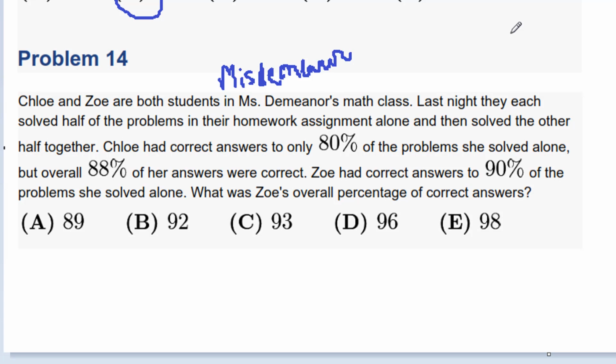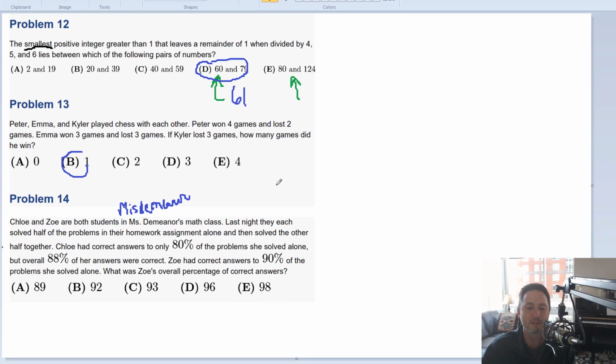Chloe had correct answers to 80% of the problems she solved alone, but 88% of her answers were correct. Zoe had correct answers to 90% of the ones she solved alone. What was her overall percentage of correct answers? All right, this looks like a question of weighted averages. Let me just think about this for a sec. So she had correct answers to 80% of the ones that she solved alone.